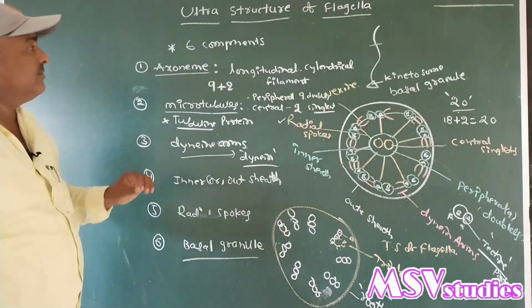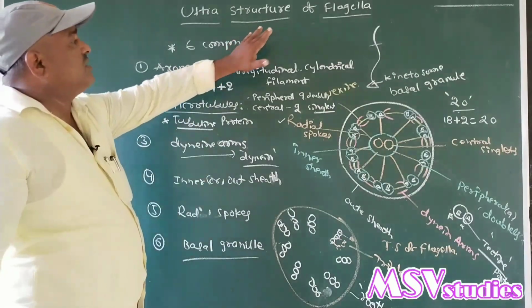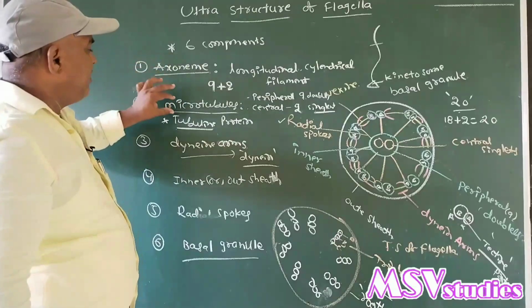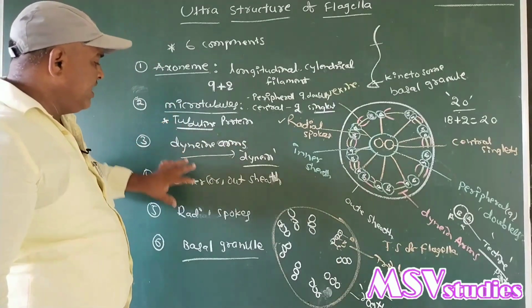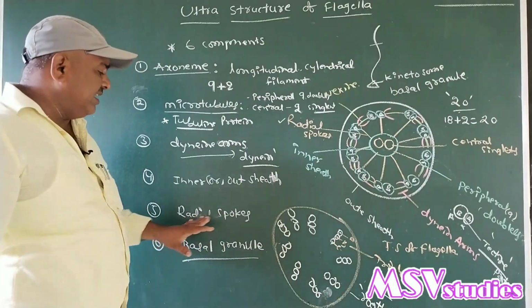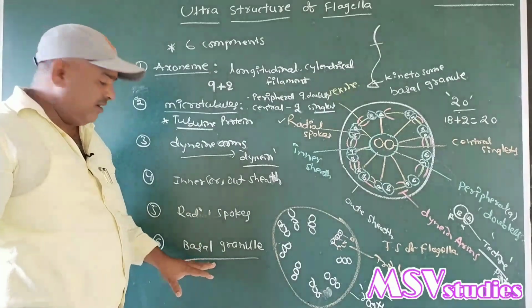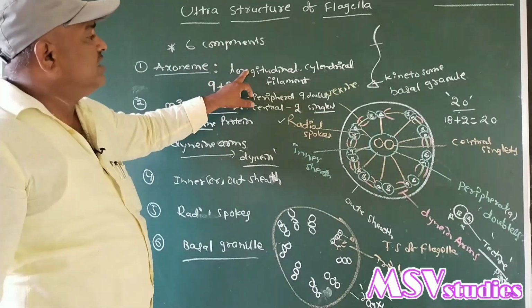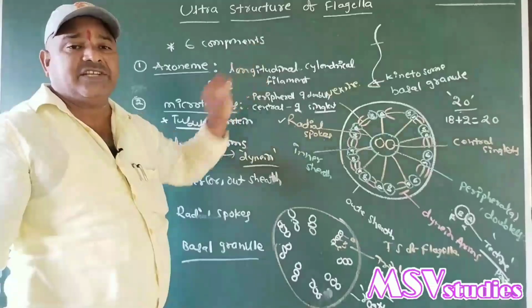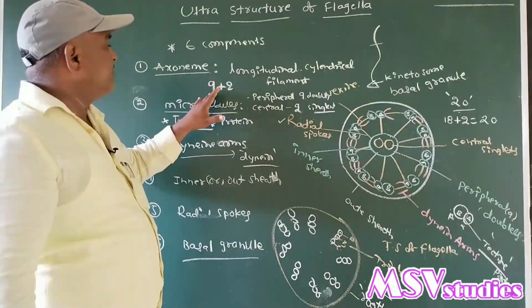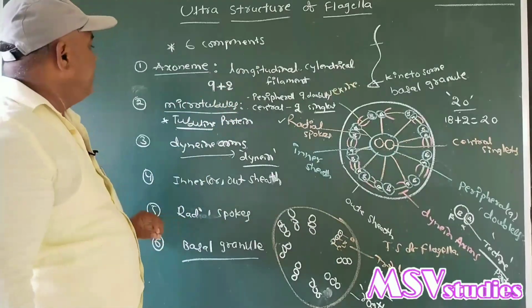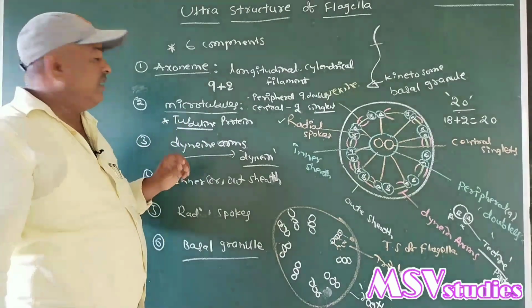Once again I repeat. Every flagella consists of 6 components: axoneme, microtubules, dynemomes, inner and outer sheath, radial spokes, and basal granulae or kinetosome. The axoneme is a longitudinal, cylindrical, filament-like structure. It consists of a 9+2 arrangement. And next, microtubules.